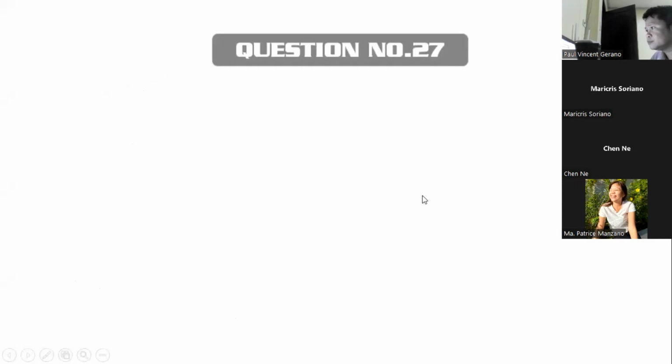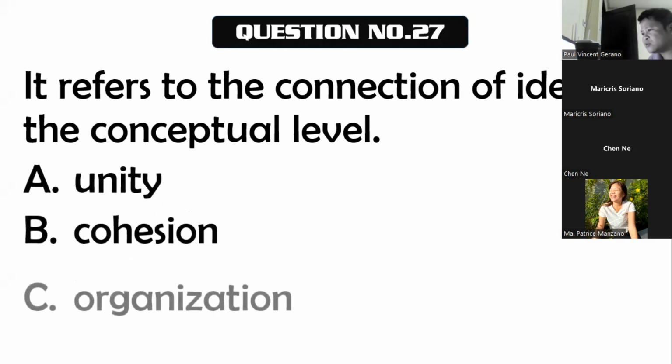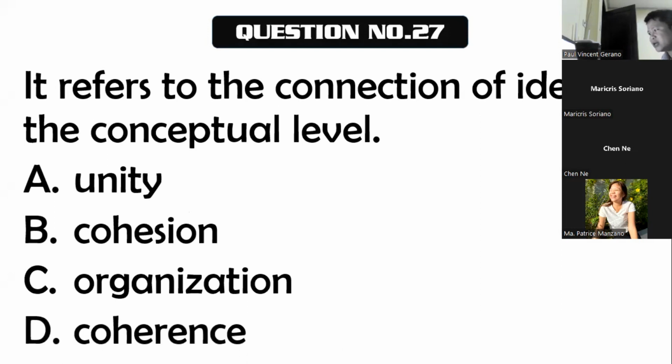27. It refers to the connection of ideas at the conceptual level. Conceptual level means thoughts, right? Theories. A, unity. B, cohesion. C, organization. D, coherence. What's the answer? Connection of ideas at the conceptual level. What's the answer? Letter D, correct. Coherence. Letter D.